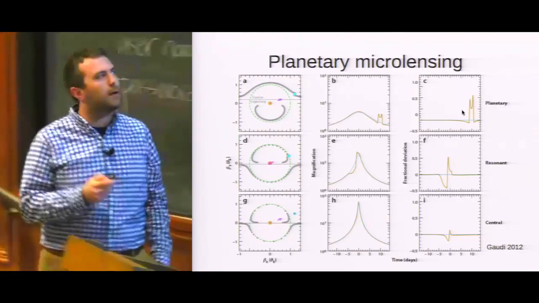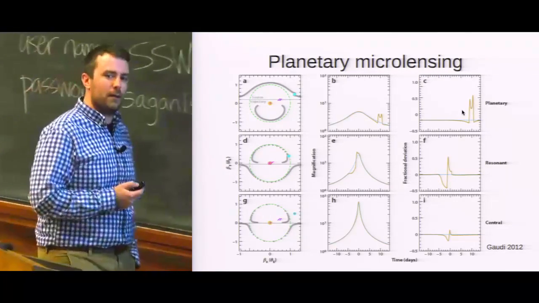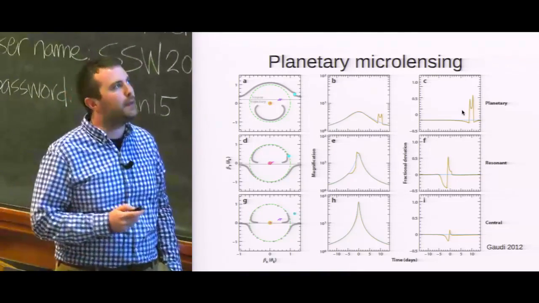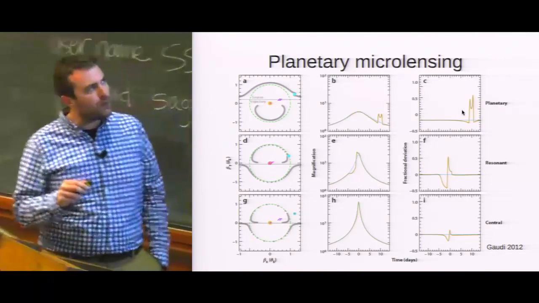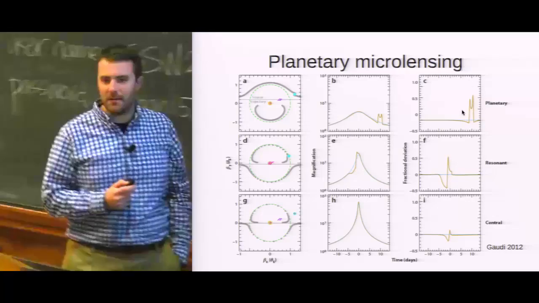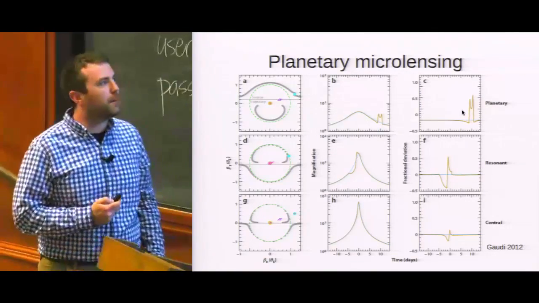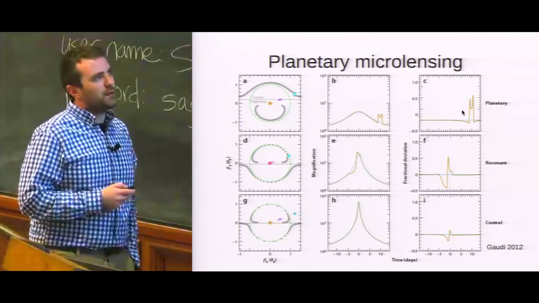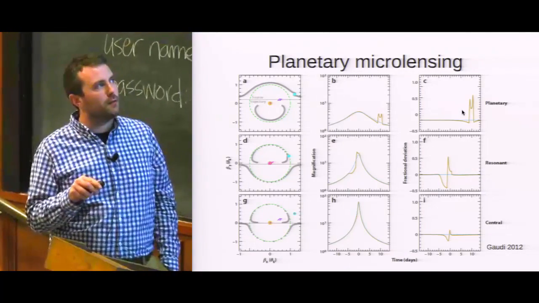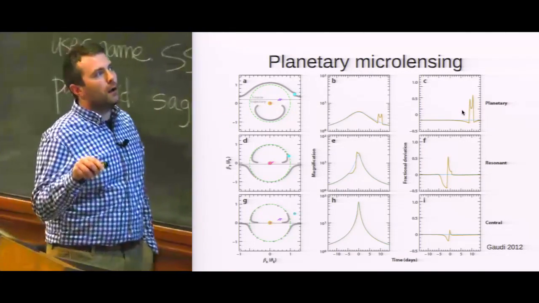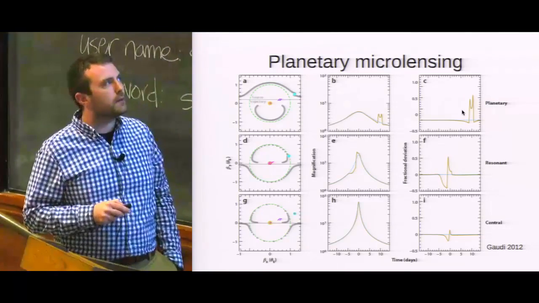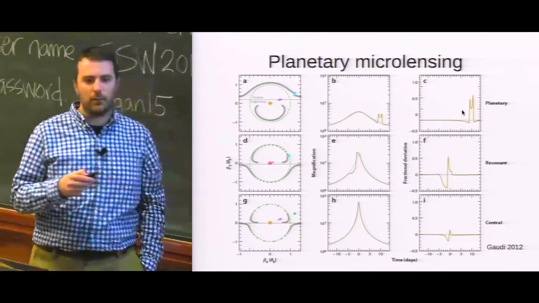Okay, on to planets. So what if we put a planet where one of the images is going to be? Then that planet also has mass. It will lens the image that is passing by it as well. And so your nice symmetric light curve gets broken by an interesting feature from the planet. And this is how we're going to find planets with microlensing.